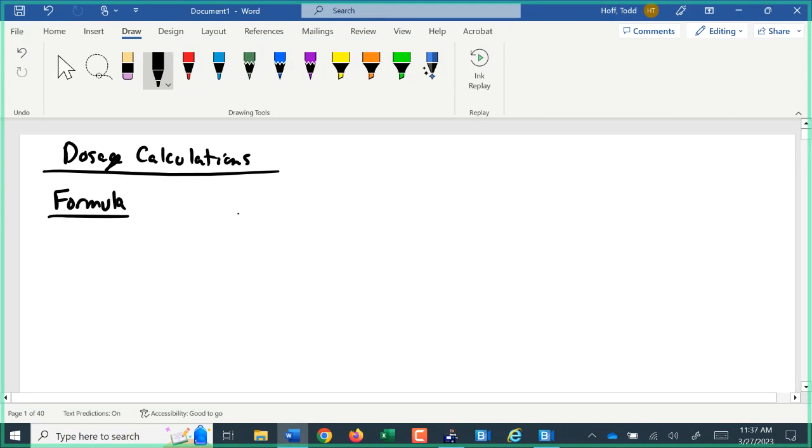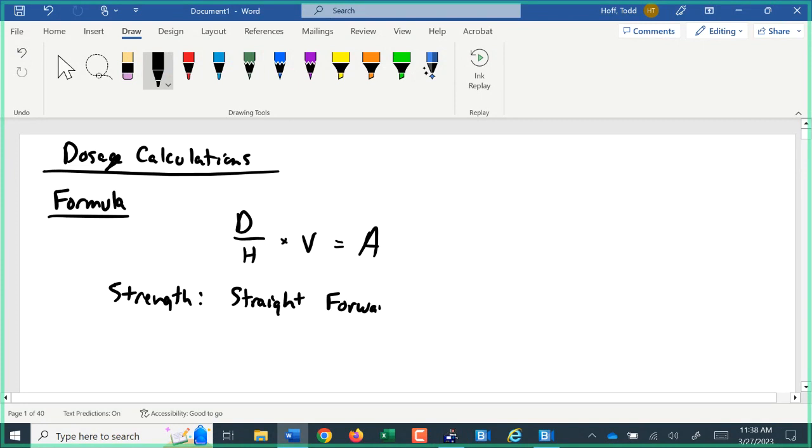You recall that formula was the doctor's orders divided by the on-hand dose times the vehicle equals the amount administered to the patient. The strength of this, of course, is that it's very straightforward. You just plug the numbers in and calculate and you get the result, as long as you know what each of those letters mean: D, H, V, and A. If you understand what they mean and how to get them out of the information, it's very quick, straightforward, not a lot of options for that.